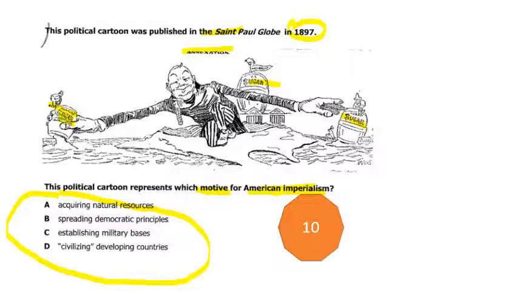So sugar is a natural resource, and we talked a lot about Hawaii, Puerto Rico. Okay, so look at the words in these.